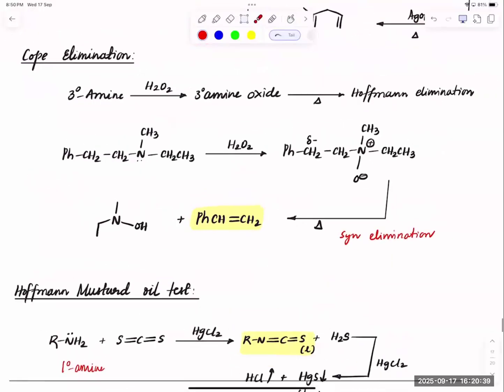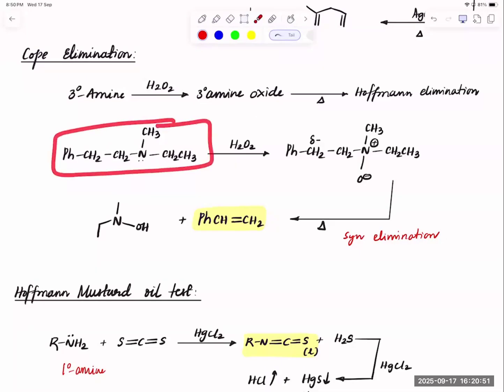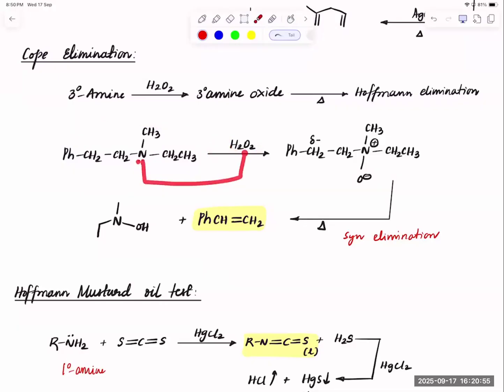Next, Cope's elimination. See, if you have a 3-degree amine and then you do an H2O2 reaction, that is, a 3-degree amine oxide will be formed. See, this is the example. This is a 3-degree amine with peroxide. The nitrogen's lone pair here will be attached on oxygen and convert that into O minus. So you'll get this as N plus and O minus.